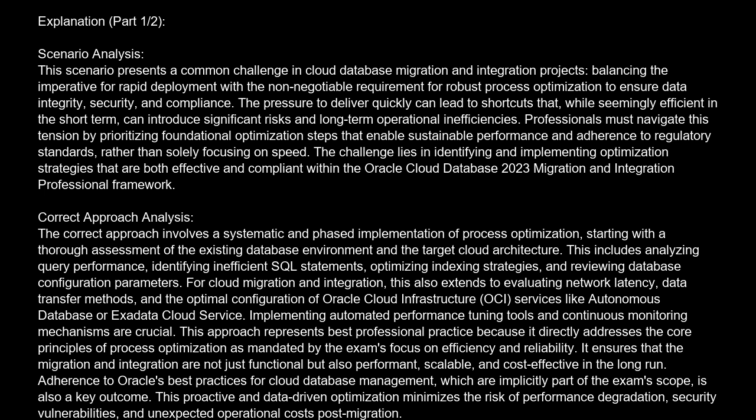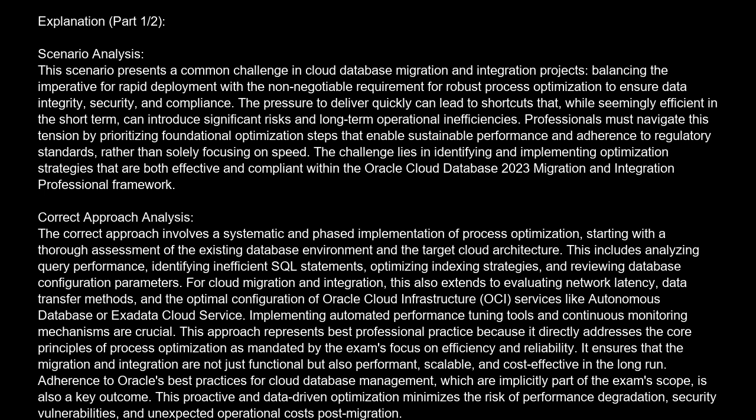Professionals must navigate this tension by prioritizing foundational optimization steps that enable sustainable performance and adherence to regulatory standards, rather than solely focusing on speed. The challenge lies in identifying and implementing optimization strategies that are both effective and compliant within the Oracle Cloud Database 2023 migration and integration professional framework.